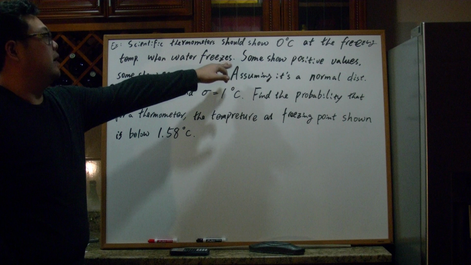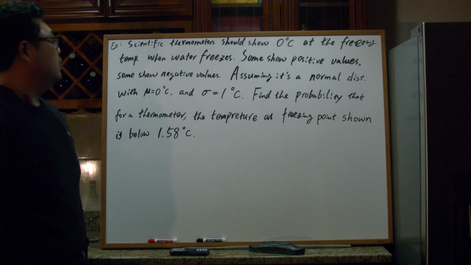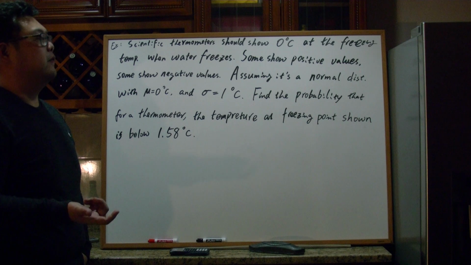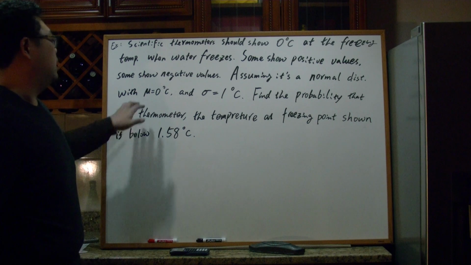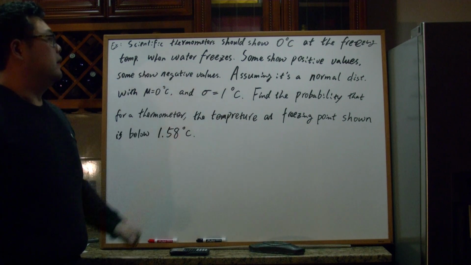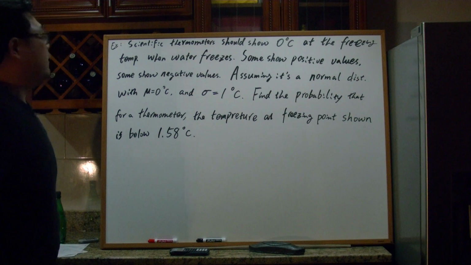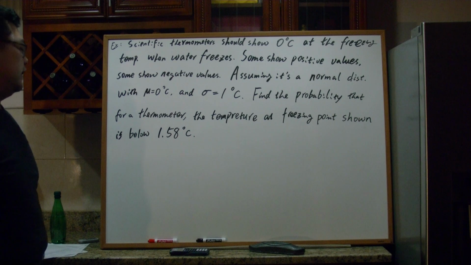And here I say some show a positive value, some show a negative value at the freezing point. Assume whatever value is shown at the freezing point follows a normal distribution, where the mean is 0 and the standard deviation is 1 degree Celsius. Find the probability that for a thermometer the temperature at the freezing point shown is below 1.58 degrees Celsius.